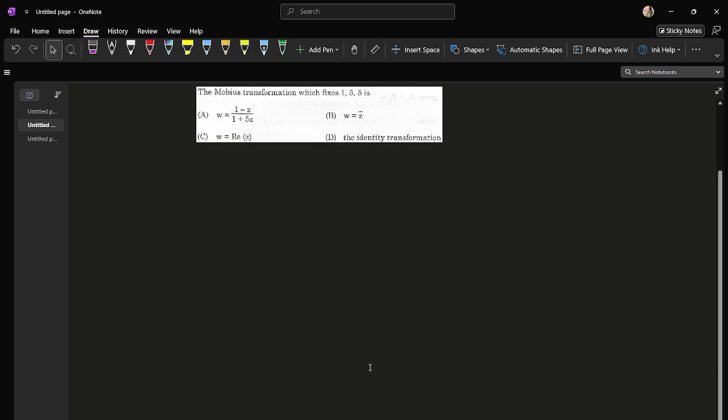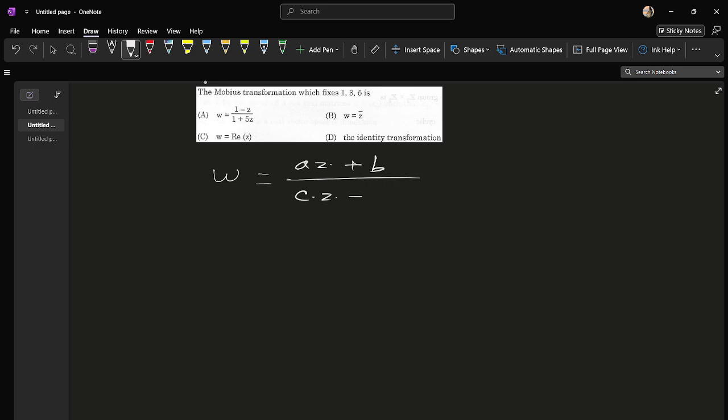Okay, so what can be done here? We know that our Möbius transformation is a special kind of bilinear transformation that can be written as w equals (az plus b) by (cz plus d), where a, b, c and d all are complex numbers and they are satisfying this condition. That means ad minus bc will be not equal to 0.